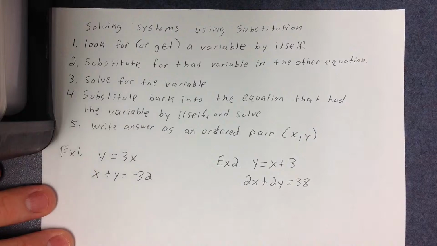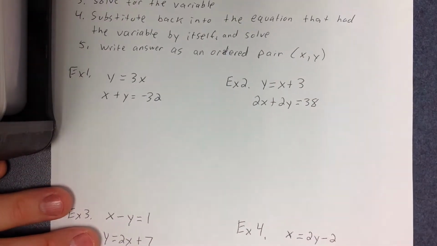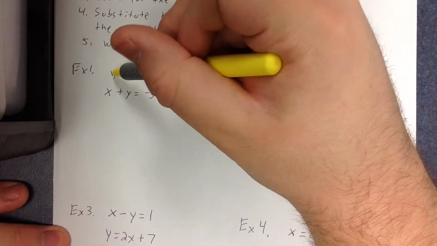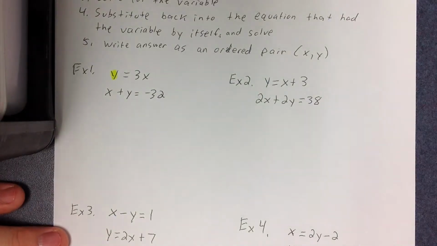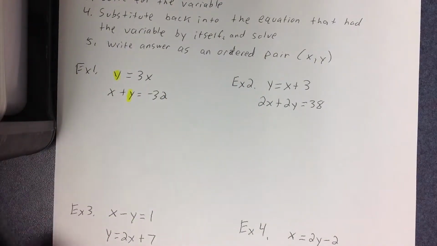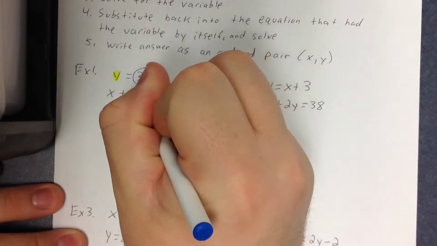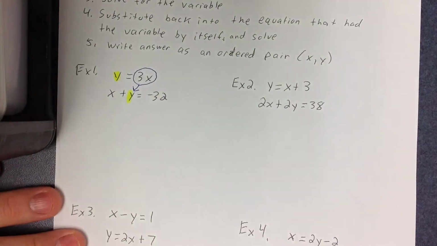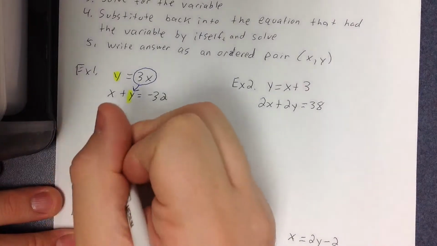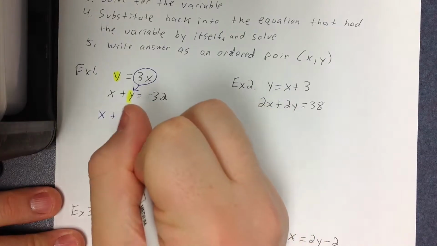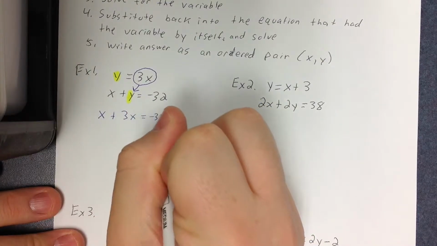So if we go through those steps, now look at example 1. The first step is to look for the variable that's by itself. Well, in this case, the first equation has this y by itself. The second thing is to substitute for that variable in the other equation. So what that means is I'm going to take what y equals, which is 3x, and substitute in the other equation. So I got x plus, now instead of writing y, I'm going to put 3x equals negative 32.